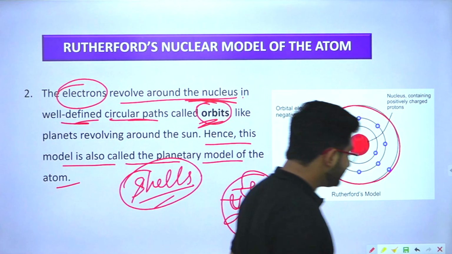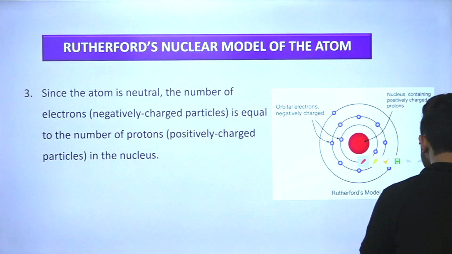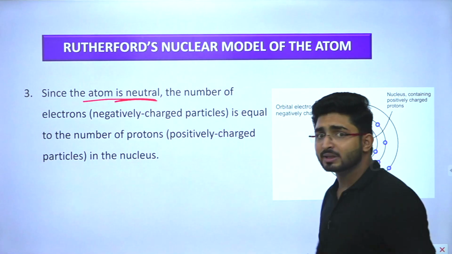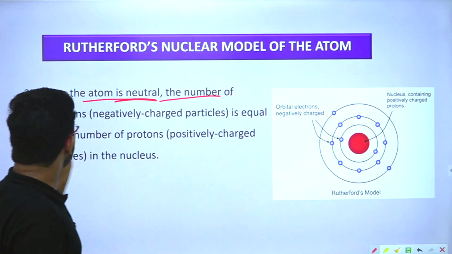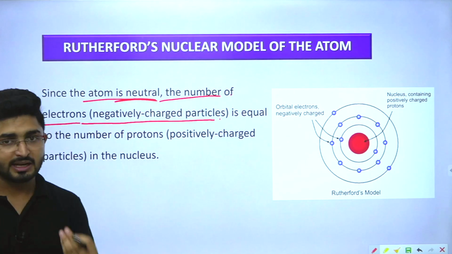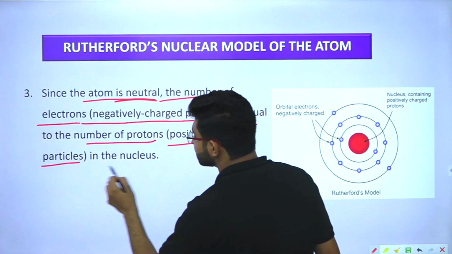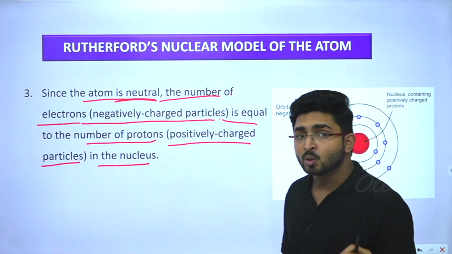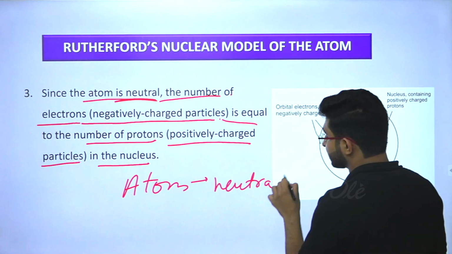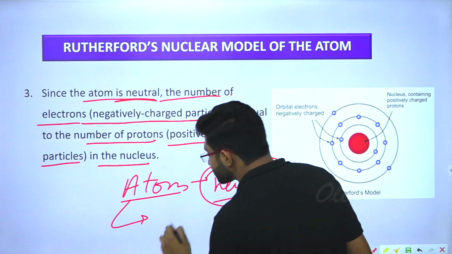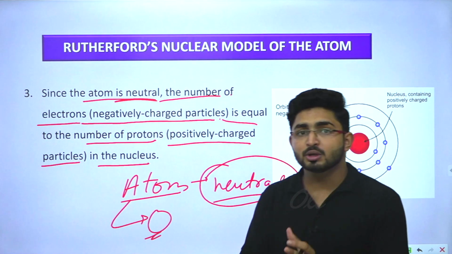Now moving ahead, we are going to study the third point that was stated by him about the nuclear model of atom. The third point says that since the atom is neutral, because we know that any atom of a particular element is neutral in itself, the number of electrons, negatively charged particles, is equal to the number of protons, positively charged particles in the nucleus. What does it mean? That atom has a charge of 0, and it is only possible when the number of protons is equal to the number of electrons.